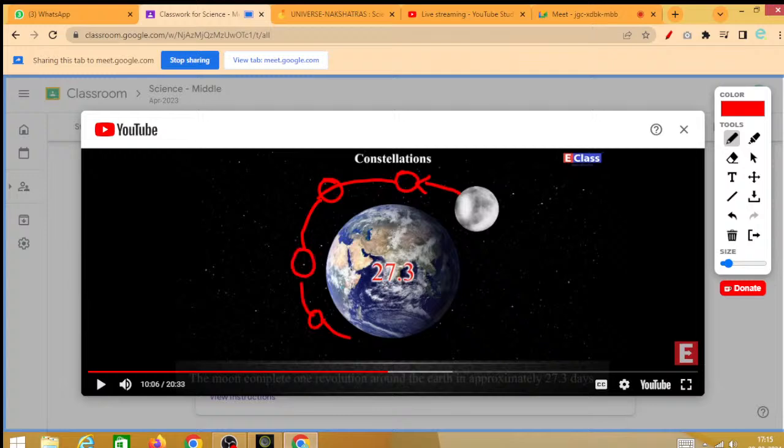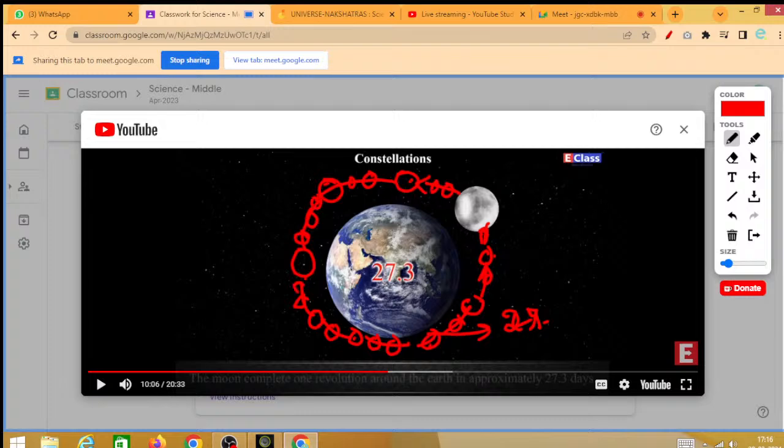27.3, so 27. That's why each day that it travels, these circles should actually be 27. So 1, 2, 3, 4, 5, 6, 7, 8, 9, 10, 11, 12, 13, 14, 15, 16, 17, 18, 19, 20, 21, 22, 23. So how little is it traveling every day? 24, 25, 26 and 27.